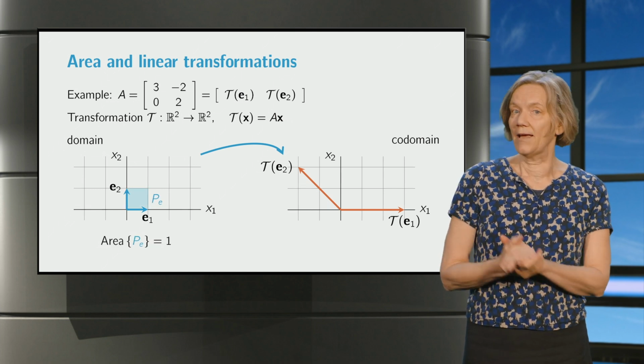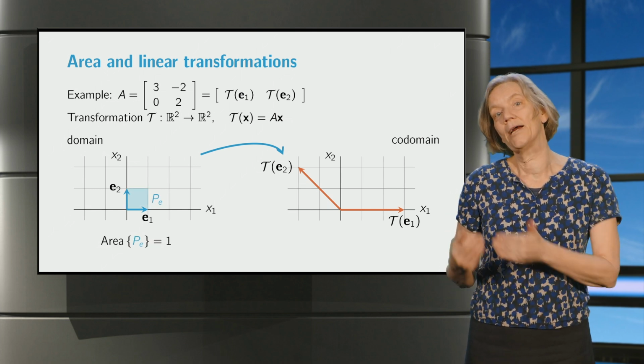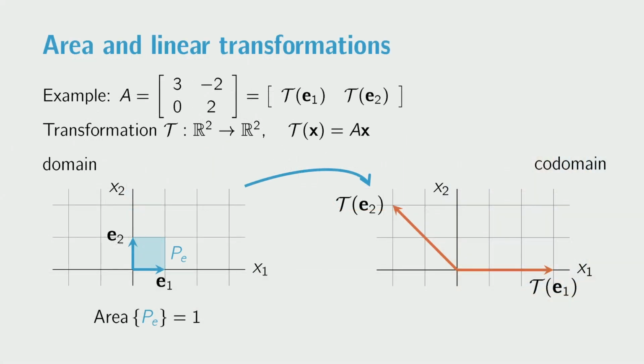In the domain, E1 and E2 determine square PE with area 1. Their images in the codomain determine parallelogram PA. As shown in the last video, the area of PA can be calculated as the absolute value of the determinant of matrix A. The transformation increases the area by factor 6.